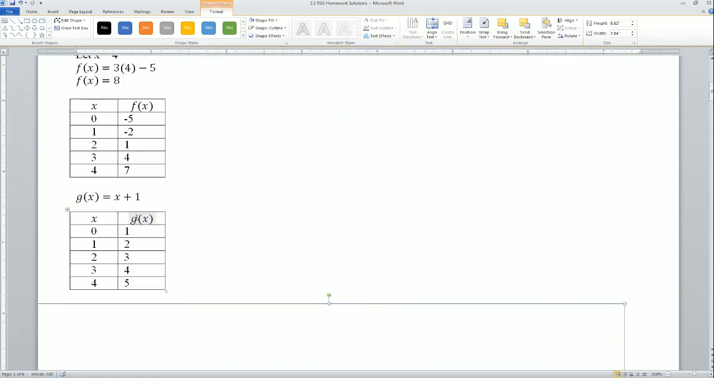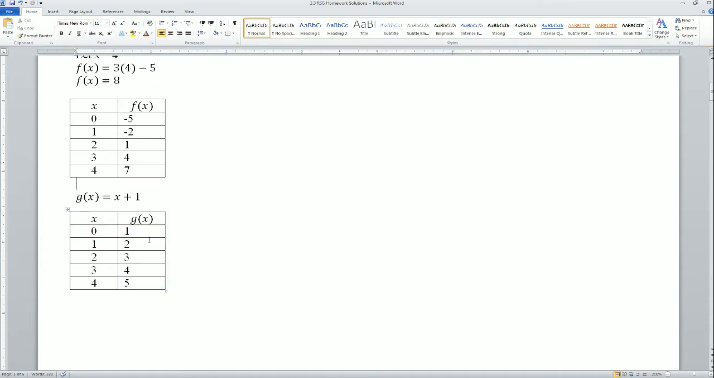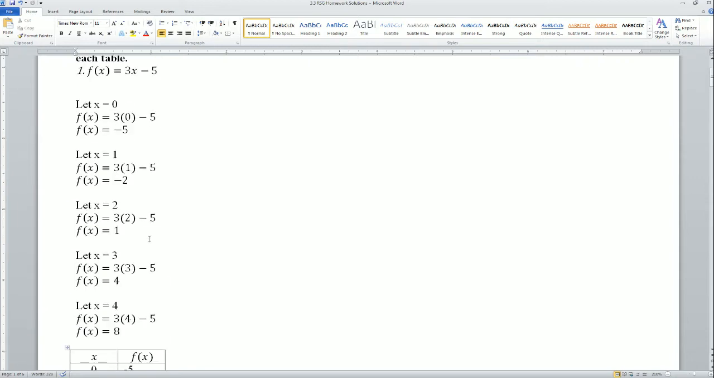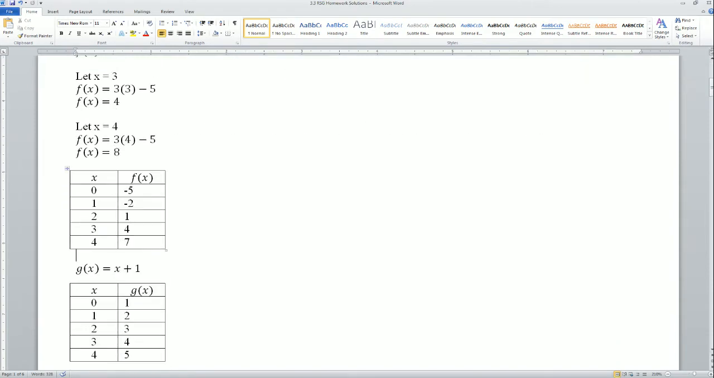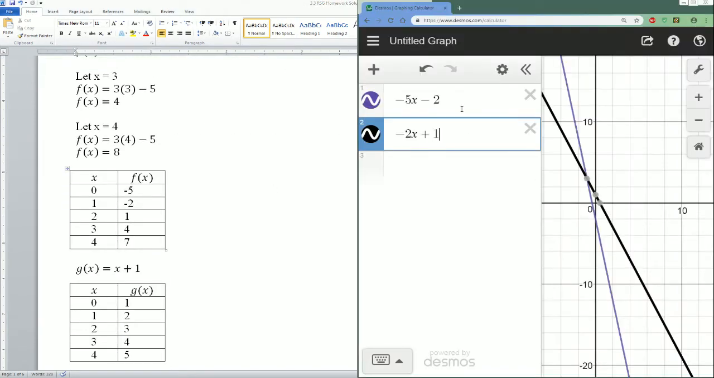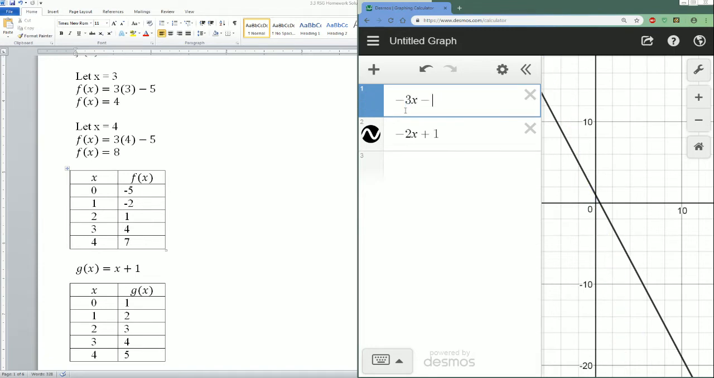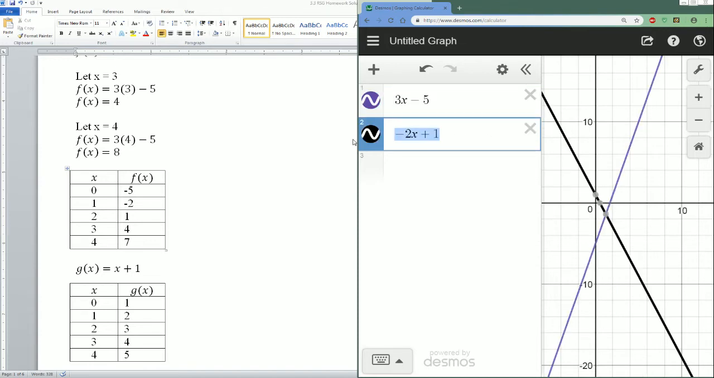The second one was the g of x part. I did that as well. It looks like these two don't intersect. So how can we tell? Let's just put in the decimals. Makes our life easier. Subtract 5. That was the first one. It's 3x minus 5, and the other one was x plus 1.